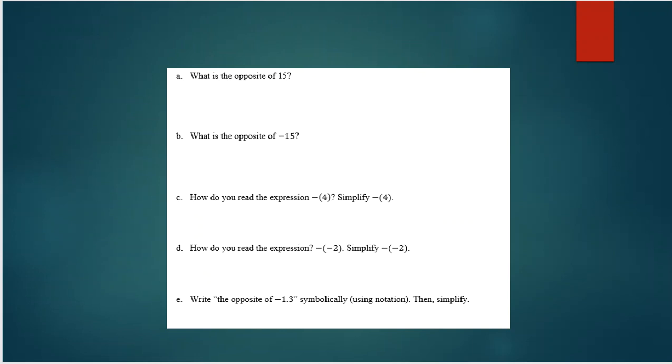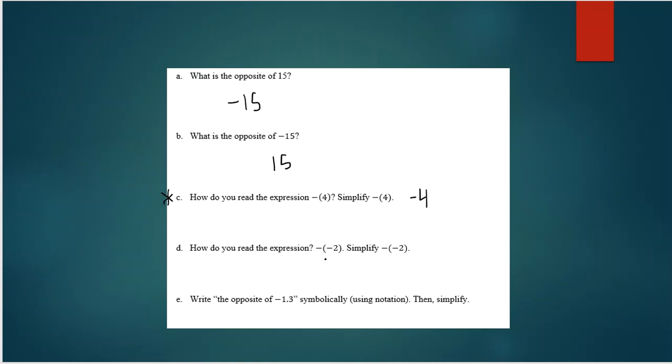Okay, so if I ask you what the opposite of 15 is, you would say -15. If I ask you what the opposite of -15 is, you would say +15. Now on this next one, it says, how do you read the expression? And then there is a negative sign in front of 4. So you could say this is the opposite of 4. Whenever there is a negative sign in front of a number, we say that it is the opposite of the number. So if we were to simplify the opposite of 4, well, the opposite of 4 would be -4.